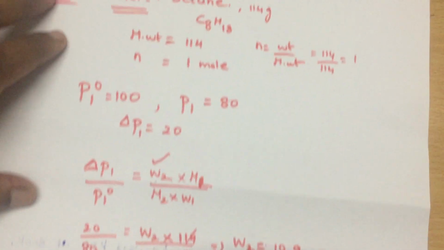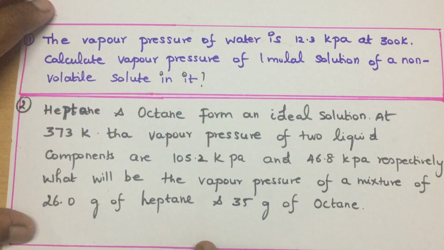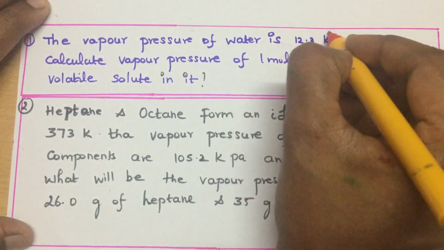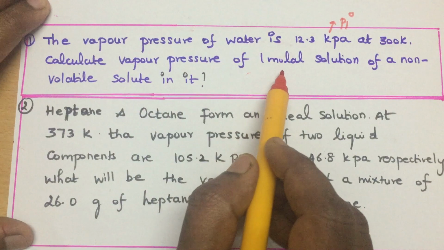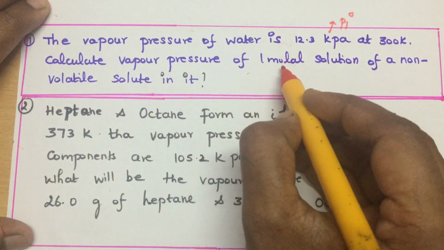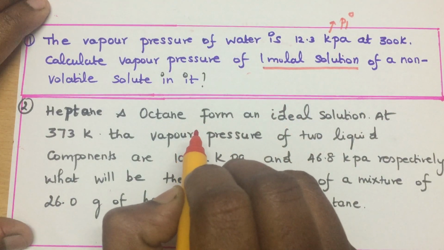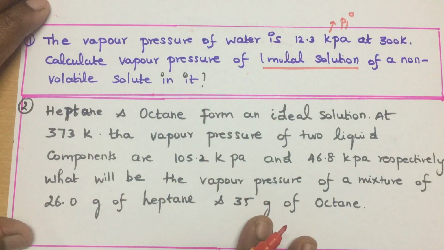Repeat this question and read everything once again, and solve these two questions which are very important and easy. I can give you a clue. The vapor pressure of water is 12.3 kPa. So this is P1 naught, initial. Calculate the vapor pressure of 1 molar solution of a non-volatile solute. That means you are adding a 1 molar solution in it. So after adding a 1 molar solution, what happens to it, they are asking.